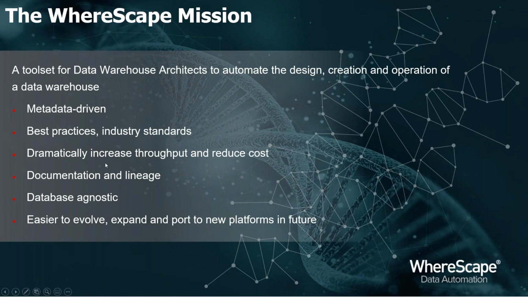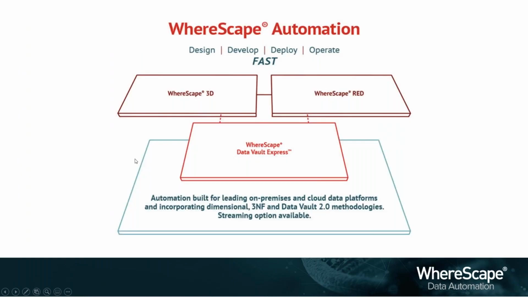Let's move on to the next slide, and then we can explain a little more about how things work. WhereScape has different components. We've got our 3D component, which you're going to look at later on, that provides the modeling aspect of the data warehouse. And then WhereScape Red actually does all the work of building and running the data warehouse. We provide various packages of these two components.